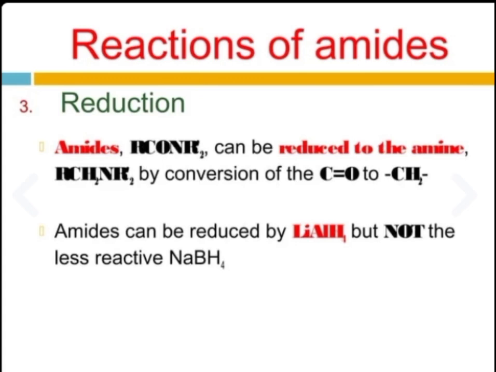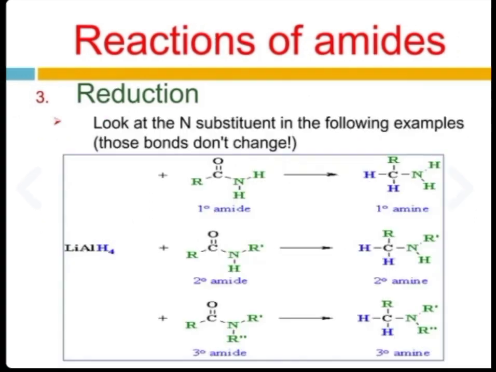Let's proceed with the third reaction, which is reduction. Amides RCONR2 can be reduced to the amine RCH2NR2 by conversion of the C=O to CH2. Amides can be reduced by LiAlH4 but not by the less reactive NaBH4. Why is that so? The reason is this. Just take a look at the N substituent in the following examples. I will no longer read this one, just read it yourself.